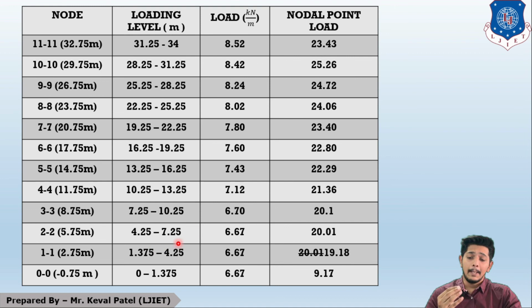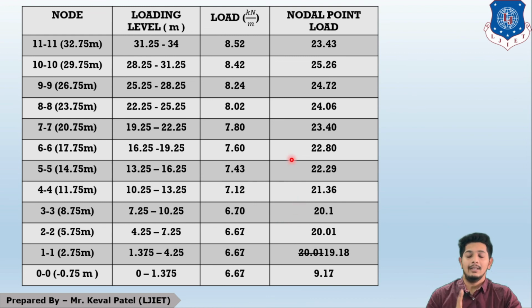Furthermore, the gap will be uniform in all of this. So the gap will be 3 meter, which is the story height after the second node. So 3 into 6.67 will be 20.01. Again 3 into 6.7 will give this. So these nodal point loads are obtained by this method. Now they will be utilized further for preparing graphs.